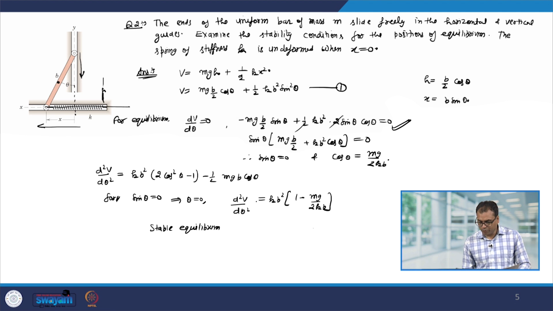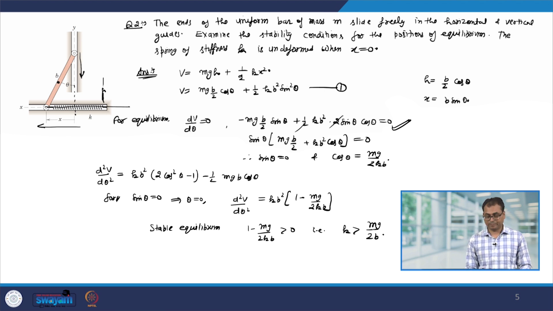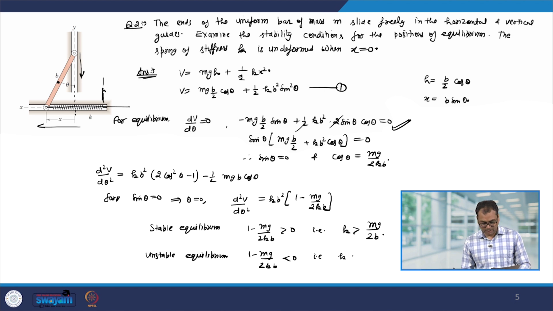that is d²V over dθ² has to be positive. For that, your 1 minus mg over 2kb has to be positive. So, this has to be larger than 0, that is my k has to be larger than mg over 2b. Now, for unstable equilibrium, we have 1 minus mg over 2kb, it should be negative, that is my k has to be less than mg over 2b.